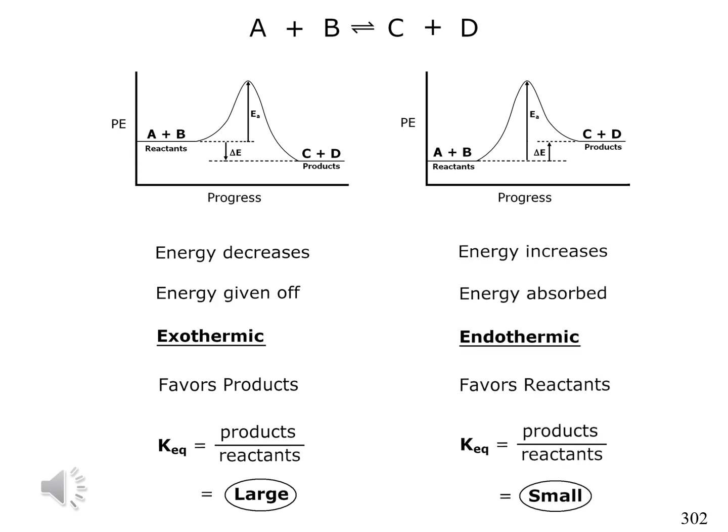The other reaction is an example of the opposite. The products are at a higher level than the reactants. That means that the reaction is going to favor the reactants, and in order to go up in energy, the energy has to be absorbed. Reactions that absorb energy are called endothermic, and they're going to have a small K because the reactant amount is going to be larger than the product amount.